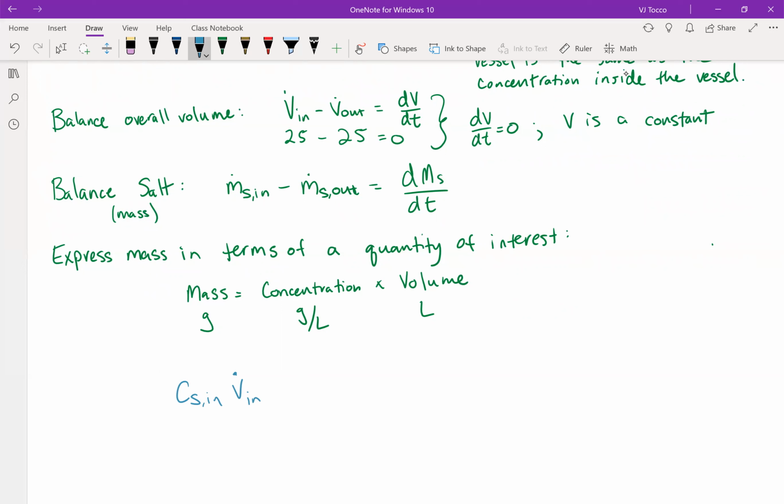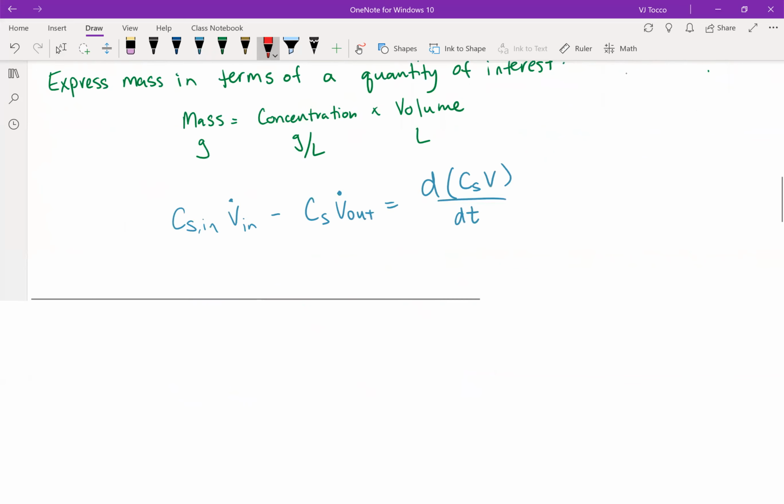So the concentration of salt times the volumetric flow rate is going to give me the mass of salt in, minus the mass of salt out. So C sub S times V dot out is equal to d(C_S V)/dt. It's important to differentiate. Students get confused about this all the time. This V up here is the volume of the tank. In contrast, these V dots are volumetric flow rates in and out.